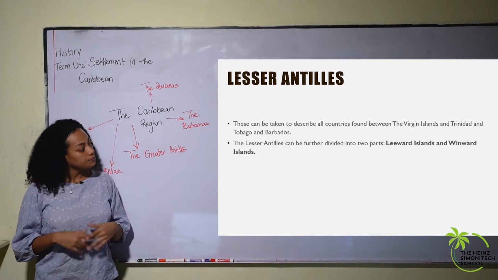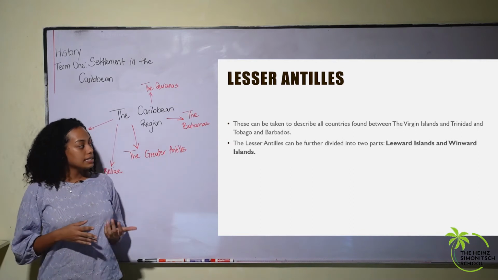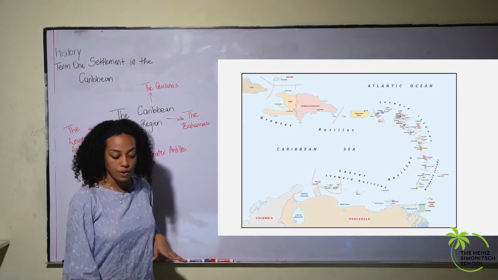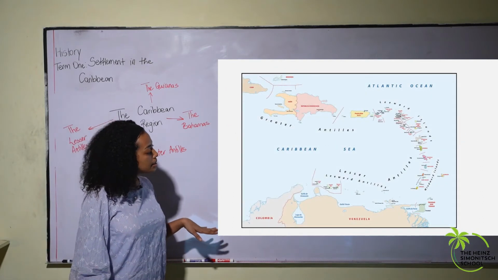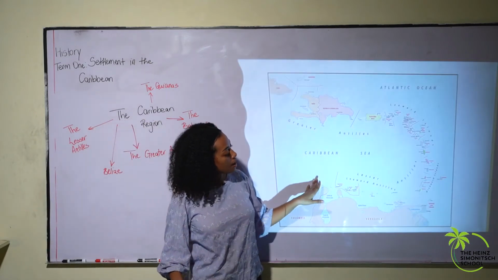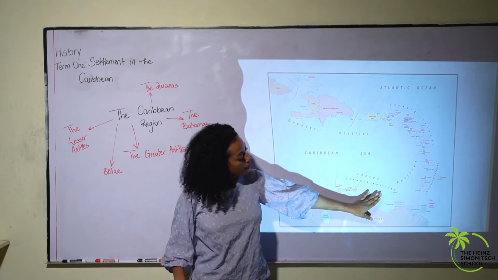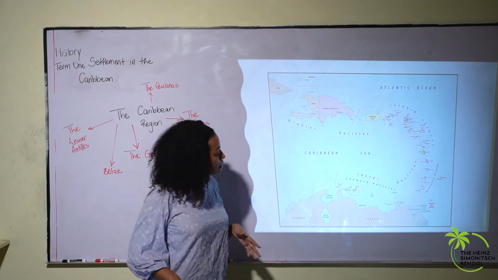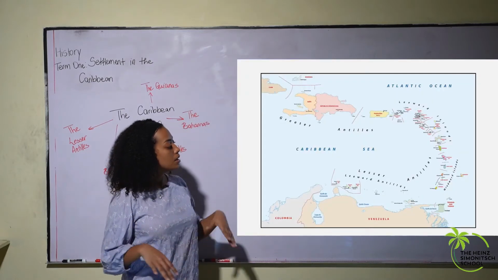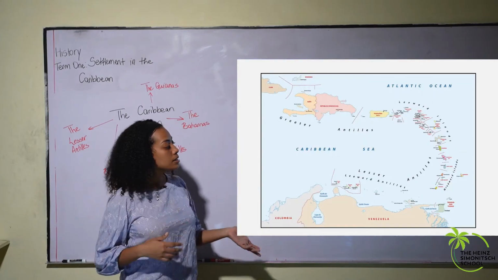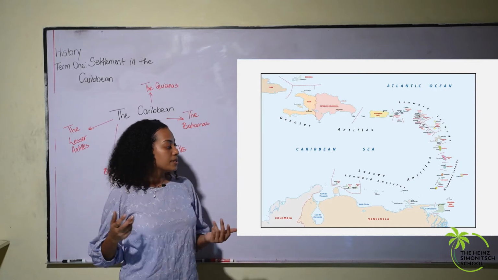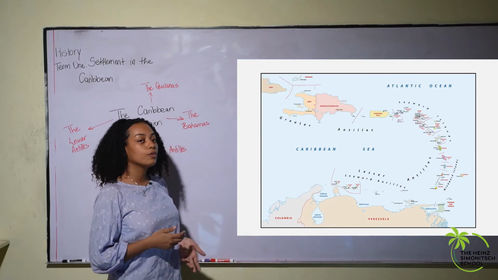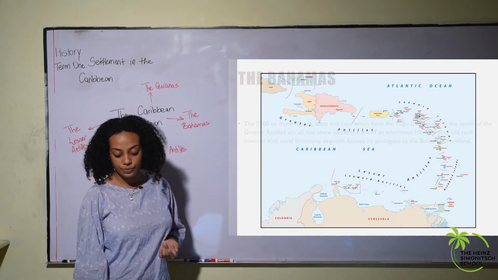Now, the Lesser Antilles can be divided into 2 major parts, the Leeward Islands and the Windward Islands. And as you can see here, the Leeward Islands are more to this side, while the Windward Islands are over here. Now, some examples of the Windward Islands would be Trinidad, Barbados, St. Vincent, while examples of the Leeward Antilles would be the ABC Islands that we know as Aruba, Bonaire, and Curacao.